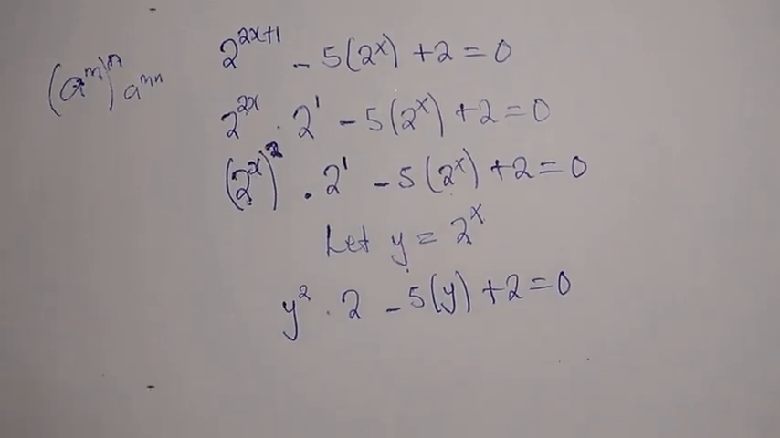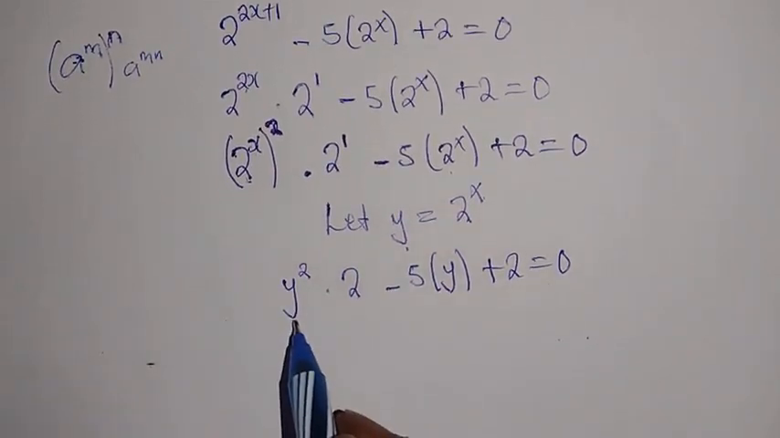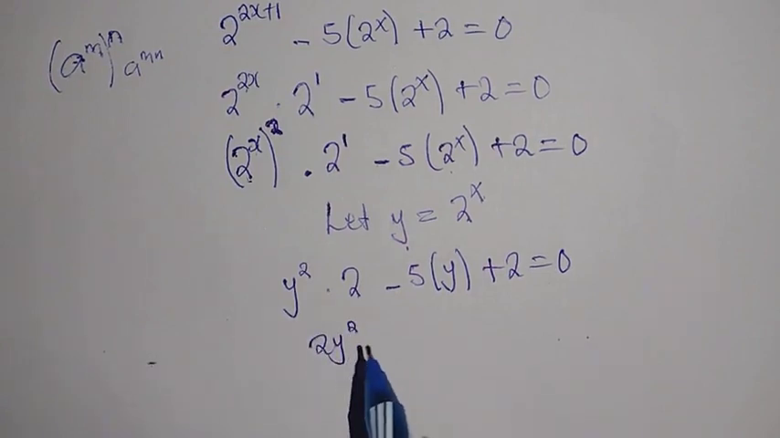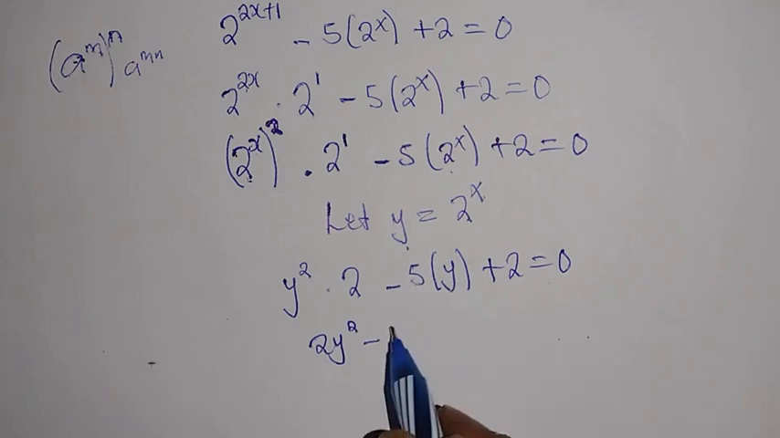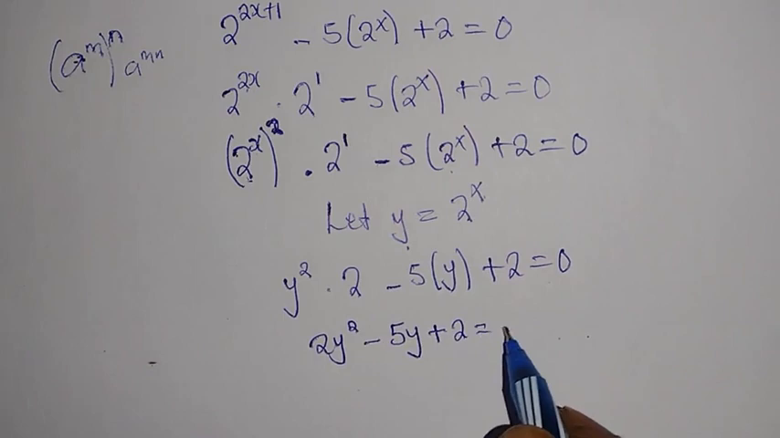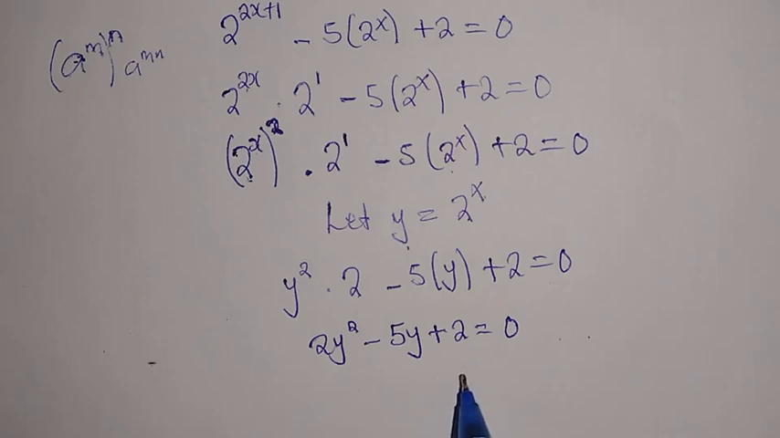So from here we can try to expand. We have y squared times 2. This will be 2y squared minus 5 times y, this will be 5y plus 2 is equal to 0. So from here we have a quadratic equation, so we can solve this one.